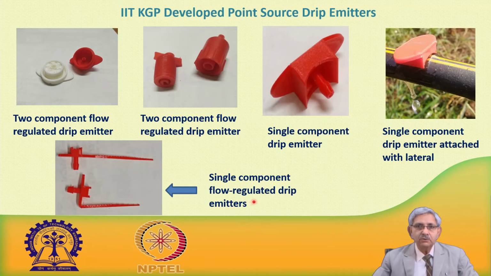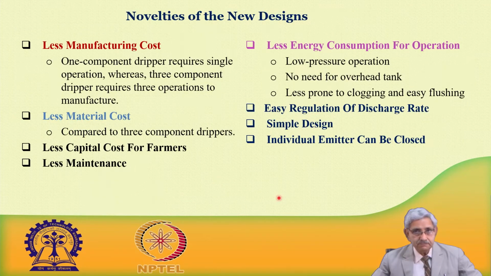Then the single component flow regulated dripper: here we fold this, and then the discharge can be regulated. So, a single component dripper can also regulate the discharge. These developed drippers, single component or 2 component, can have their discharge regulated. There are some other novelties. It requires less manufacturing cost.